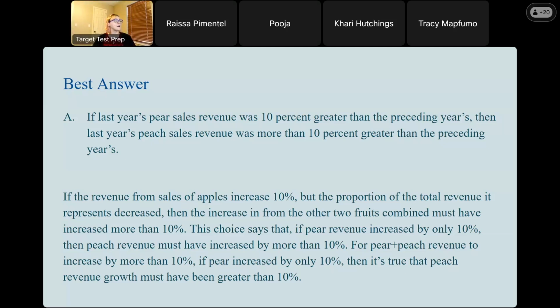So that's why if it gives us in this answer that the pear sales revenue was 10% greater than the preceding year, the overall increase has to come from somewhere else in order for it to be true that the apples increased in sales revenue 10%, but decreased in the total percentage of revenue that they account for. And for that reason, we know that peach sales revenue would have to be more than 10%. Does that make sense?